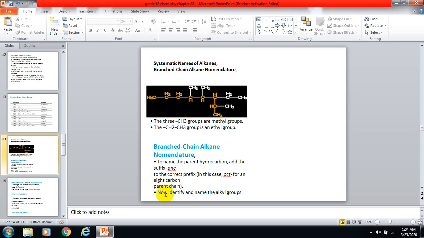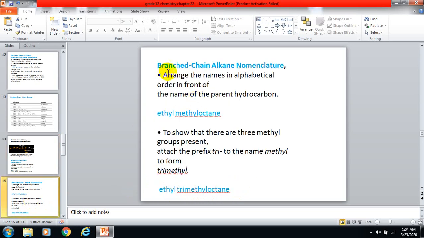These are 8 carbon parent atoms. Now identify and name the alkyl groups. Branched chain alkane nomenclature: arrange the names in alphabetical order in front of the name.